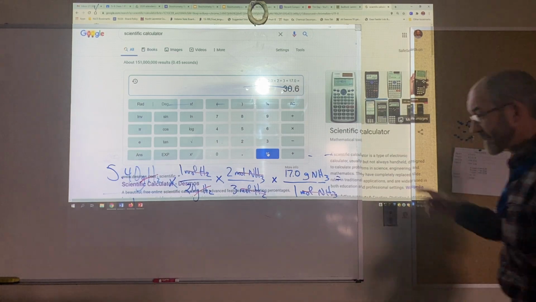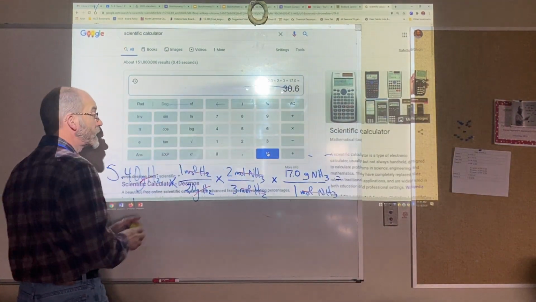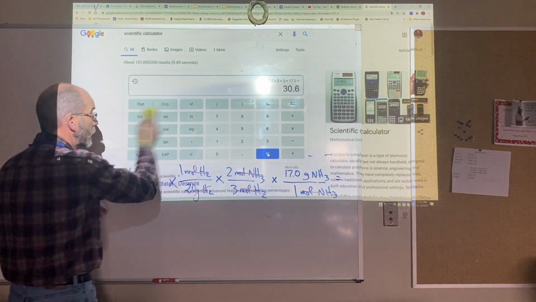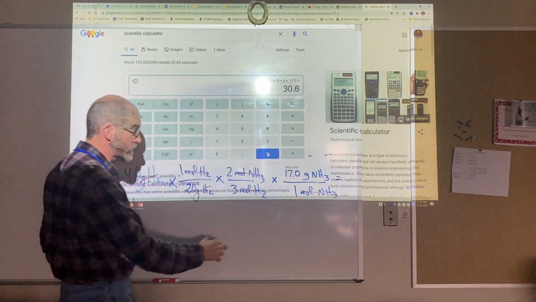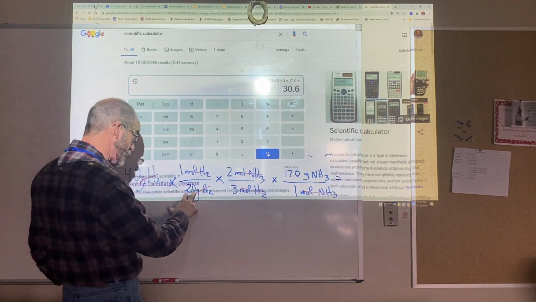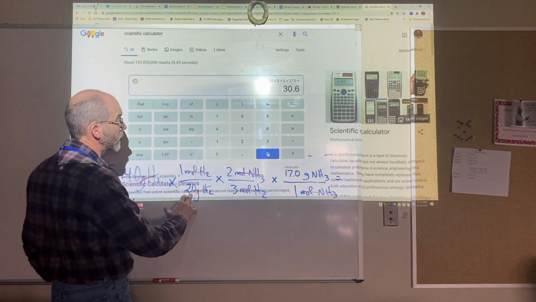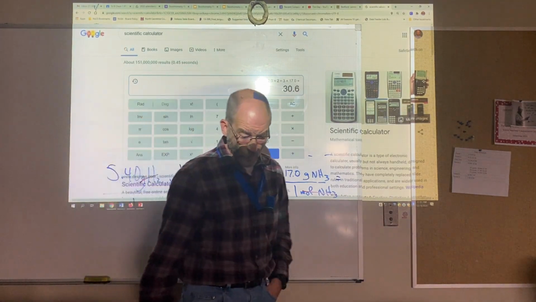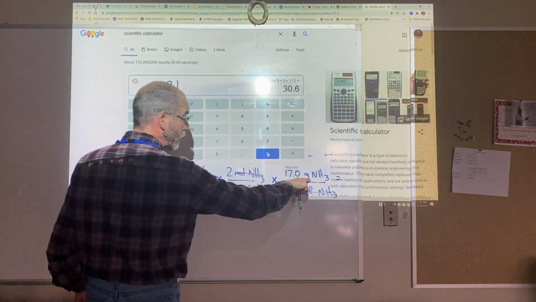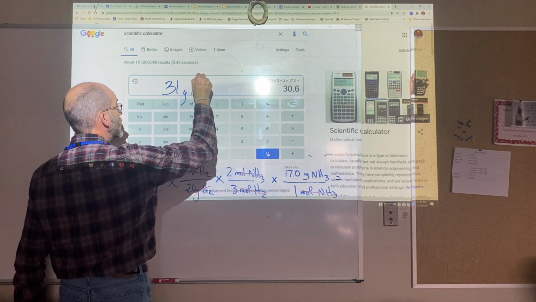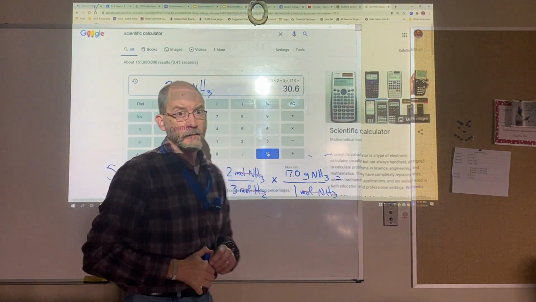Now, when I get that 30.6, now here's the key. The key is I'm going to look at all of my numbers here, and I'm going to see 3 sig figs here, 3 sig figs here, but I'm going to see 2 here. So what am I going to do? Well, I think you know what to do. You're going to make this 31, what? Grams of NH3. And that's your answer.